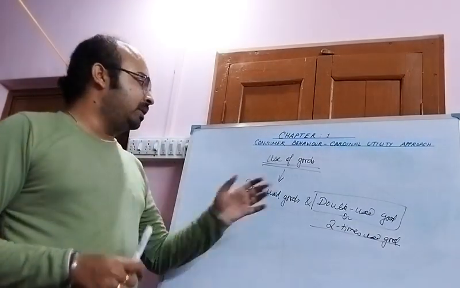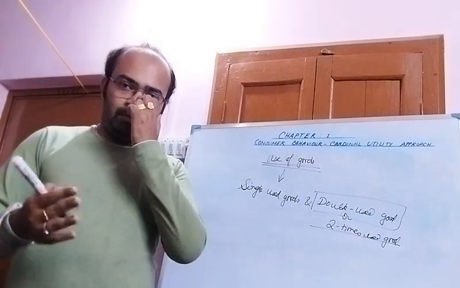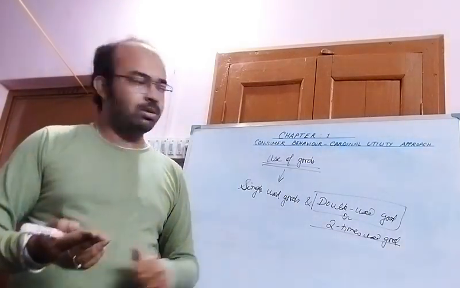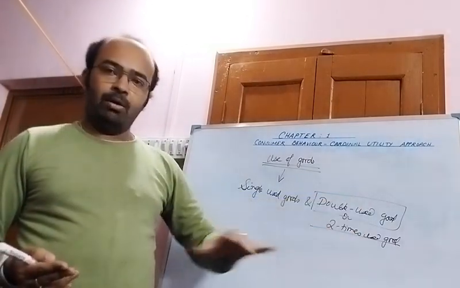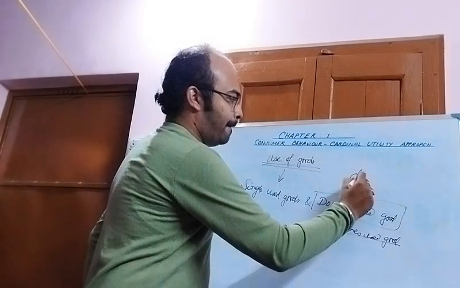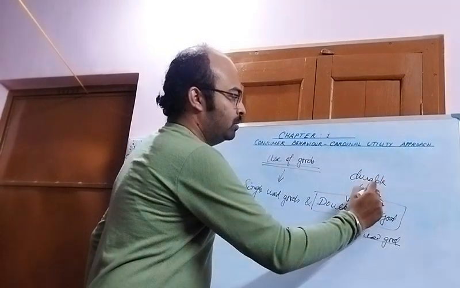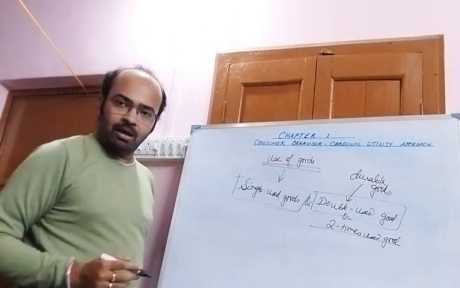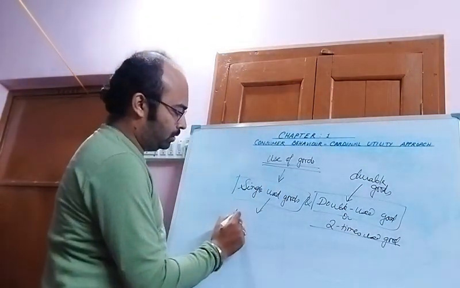Okay, these are known as single use goods. The goods are available to us in two ways: durable goods and non-durable goods. Basically, double use goods are also known as durable goods. And the single use goods which I have discussed right now are known as non-durable goods.